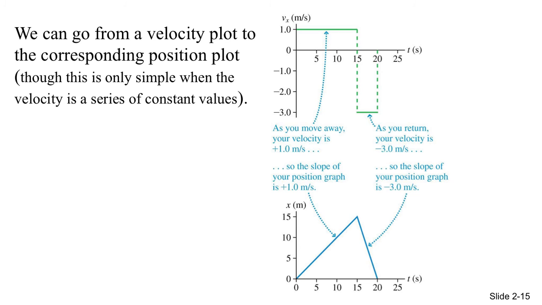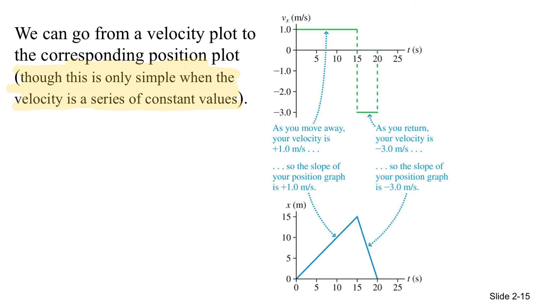We can go from a velocity plot to a corresponding position plot with the warning that this is only really simple to do when the velocity is a series of constant values. So when the velocity is a bunch of horizontal segments, then we can easily produce the position plot. If the velocity plot is something other than horizontal segments, then we can still do this, but we're wandering into calculus. We'll talk more about how we can do that in a shorthand, and then defer doing it formally till you take calculus in a math class.